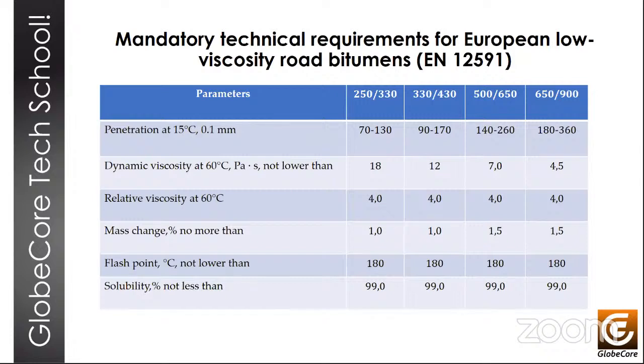In the case of low viscosity bitumen, the requirements are simplified and somewhat reduced in volume and extent. The leading parameter of the consistency of low viscosity bitumen, just the same as viscous bitumen, is penetration. So within its limits from 250 by 0.1 millimeter to 900 by 0.1 millimeter, there are 4 grades of bitumen that are classified in this standard, and those are 250 by 330, 330 by 430, 500 by 650, and 650 by 900. And we can go to the next slide.